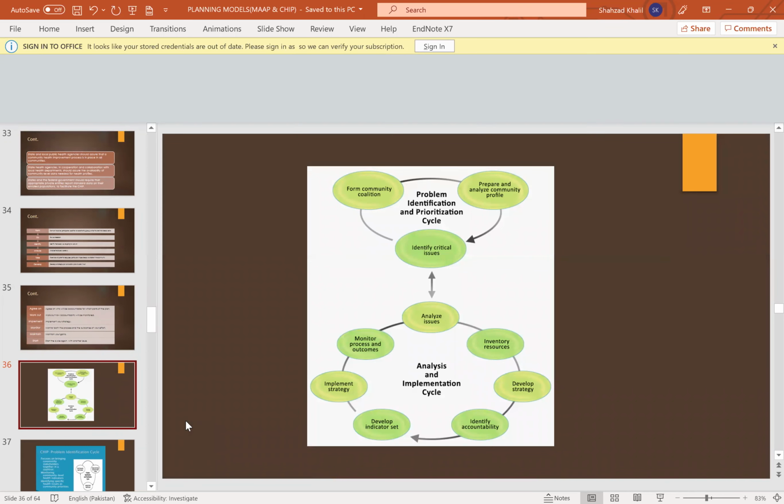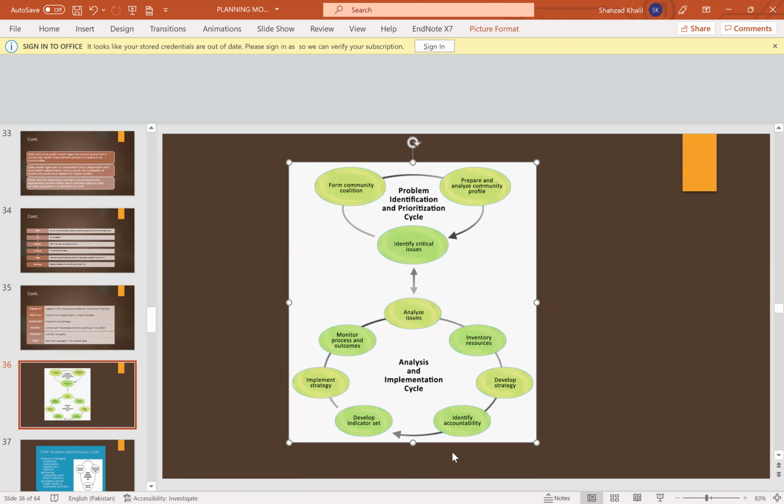As you can see, it has two cycles: the problem identification and prioritization cycle, which has 3 phases, and the analysis and implementation cycle, which has 7 phases. In problem identification and prioritization, we form a community coalition, prepare and analyze the community profile, and identify critical issues. Then comes the analysis and implementation cycle, which is first to analyze the issue, then inventory resources, develop strategies, identify accountability, develop an indicator set, implement the strategy, and monitor process and outcomes.